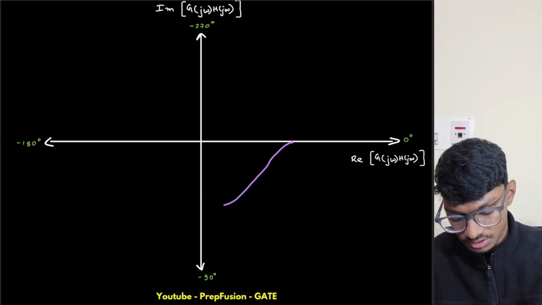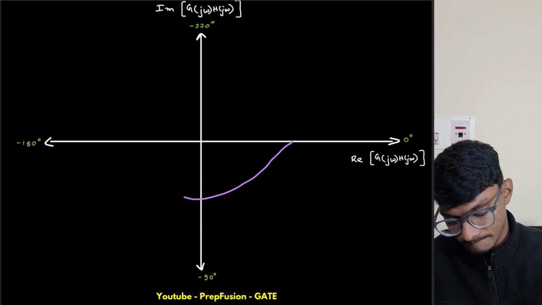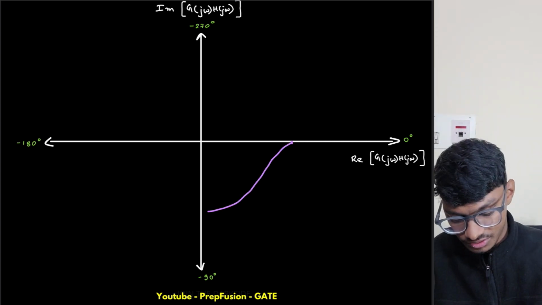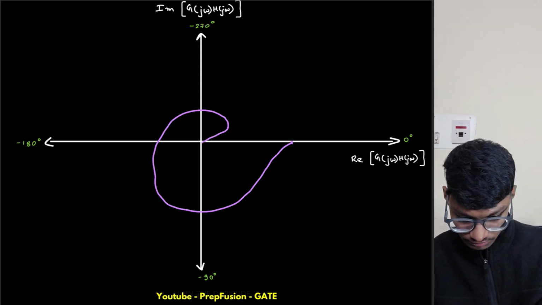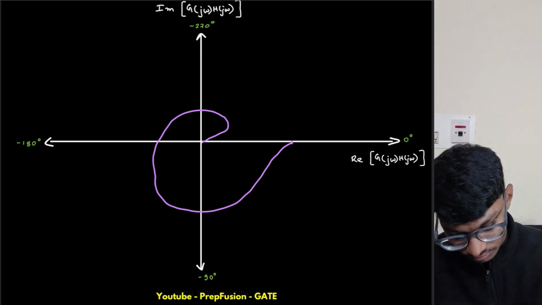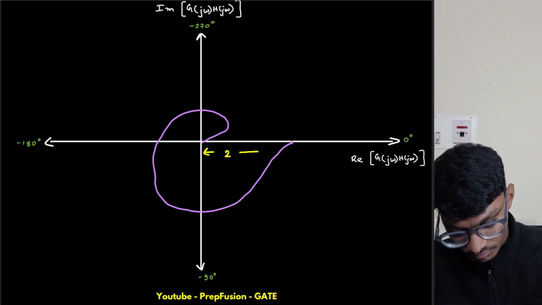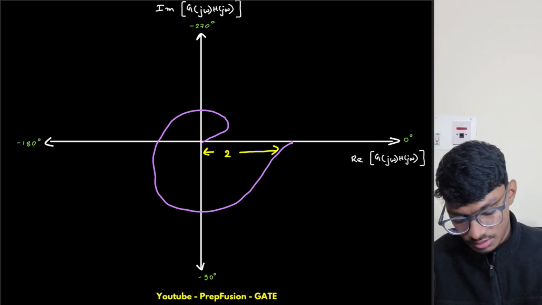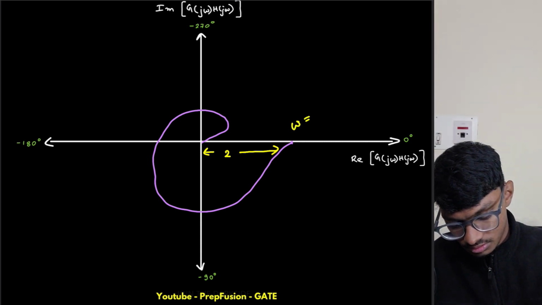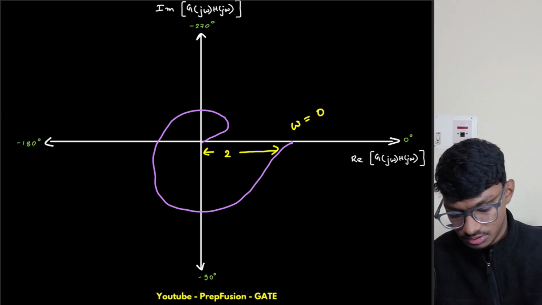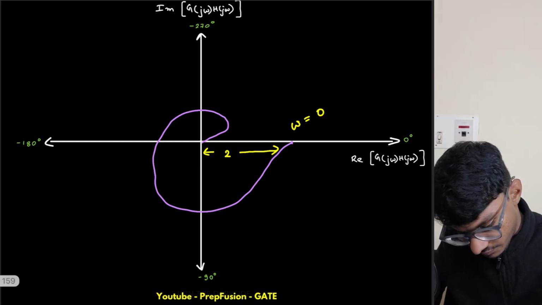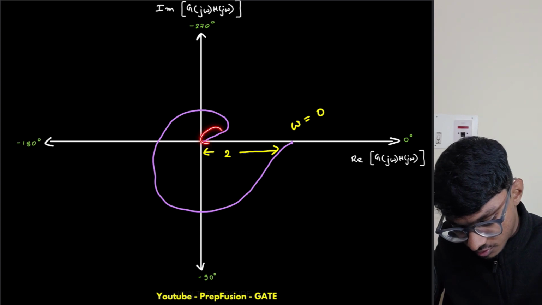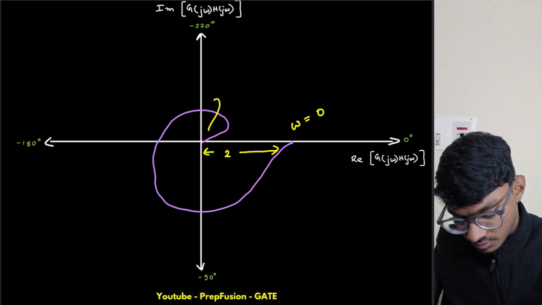So it will go something like this. Okay, this whole thing has gone off. That is bad. This is 2, and this is omega equals 0. And what is this one? This is at omega equals infinity. My angle is going to 0. Here the angle is going to 0, so this is going to infinity.